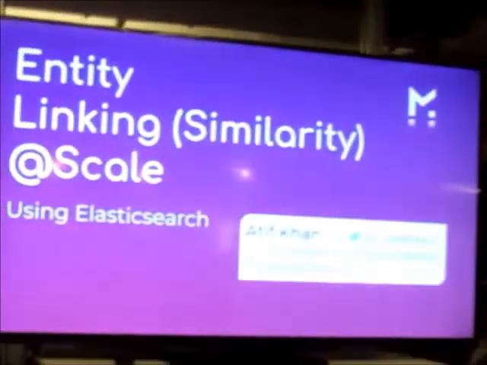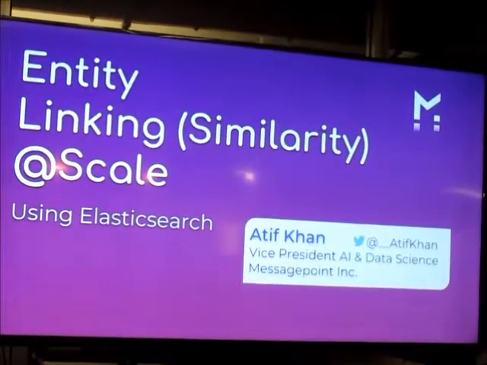Be talking about entity linking at scale over heterogeneous datasets using Elastic. Thanks.